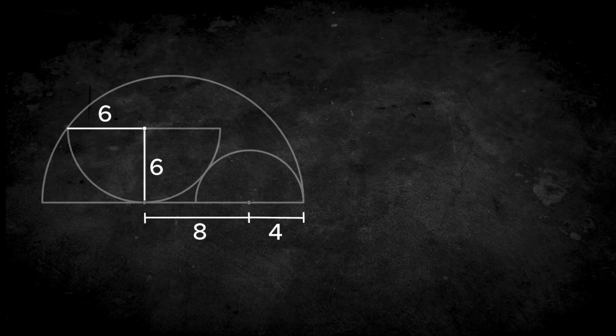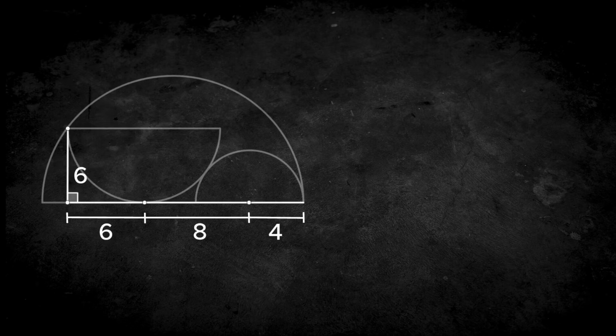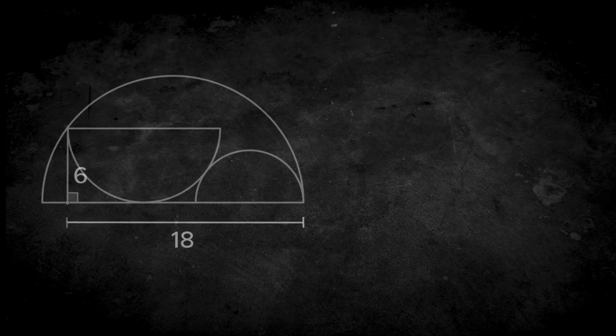Now, the radius of the inverted semicircle is 6 units. It can be observed that the two radii can form a square with side lengths of 6 units. Next, let's add together 6 plus 8 plus 4, which is 18. And then let's draw the following line segments as shown.